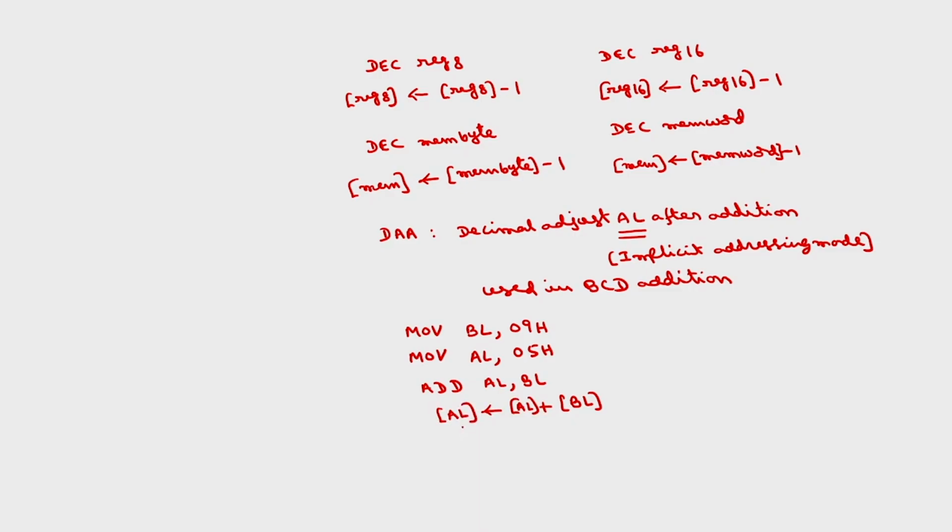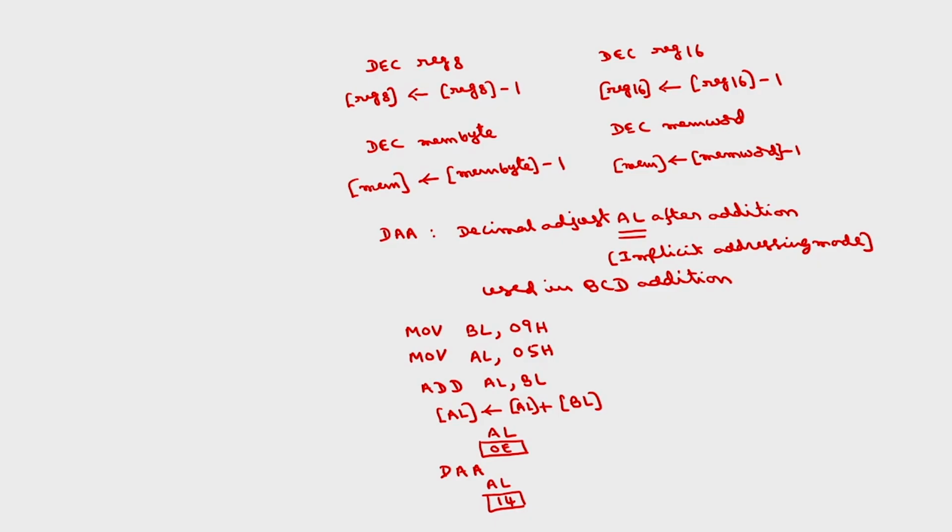So, what will be the AL contents? Because the microprocessor takes these as hexadecimal numbers, if it performs hexadecimal addition, this is 14, so the AL contents will be 0EH. But the ordinary layman expects 9 plus 5 to be 14. So, to get this 14 from this AL, that is 0E, we can write DAA. After DAA, the contents of AL become 14, which is the BCD addition of 9 plus 5.